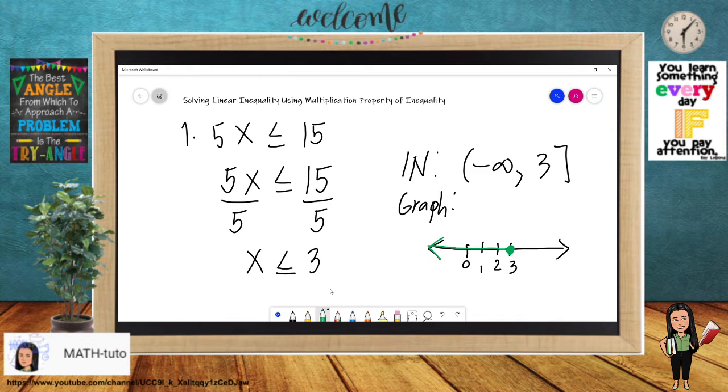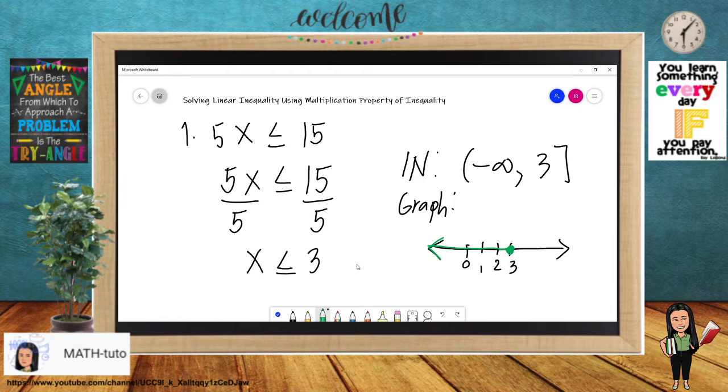If we are solving inequality, it is advisable to write your variable on the left and your constant on the right so that it will be easier for us to describe our answer, which is x is less than 3. And remember that if you are solving inequality, our answer is not just one number but a set of numbers.